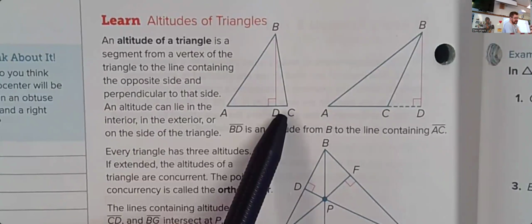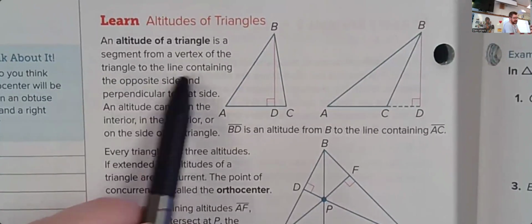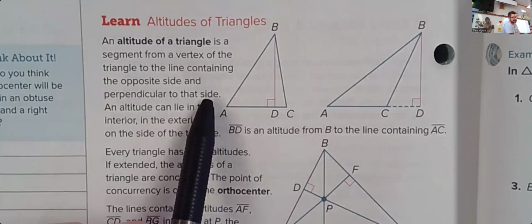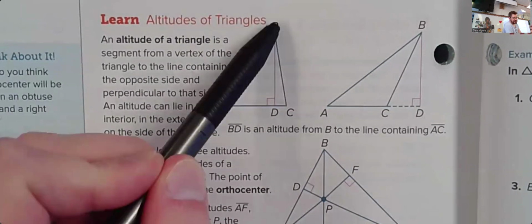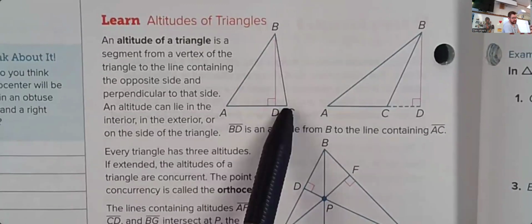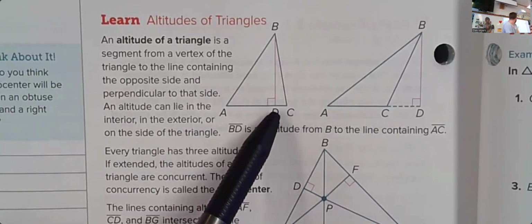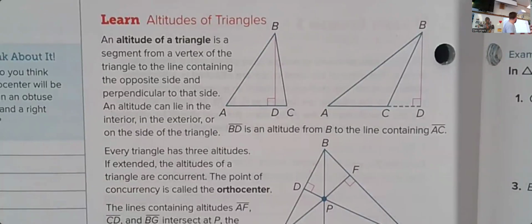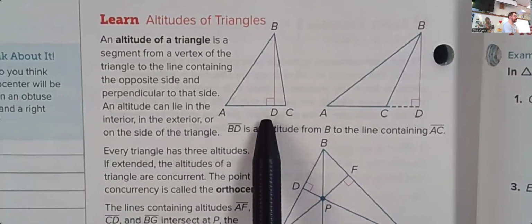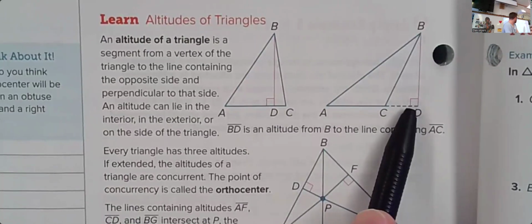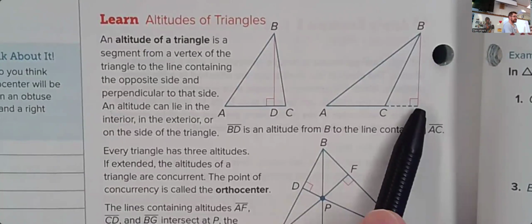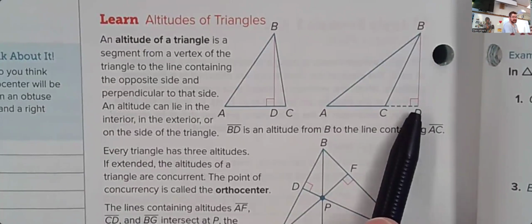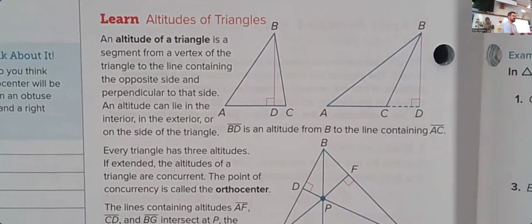So an altitude of a triangle is a segment from a vertex of the triangle to the line containing the opposite side that is perpendicular to that side. So the segment BD is perpendicular to AC, therefore BD would be the altitude. Now, an altitude can lie on the interior of a triangle, like this one here, or in the case of this triangle, which happens to be obtuse, the altitude is actually outside of the triangle, which is kind of interesting. An altitude does not have to intersect the opposite side in order for it to be perpendicular. Does that make sense?